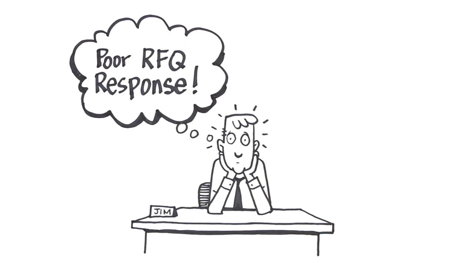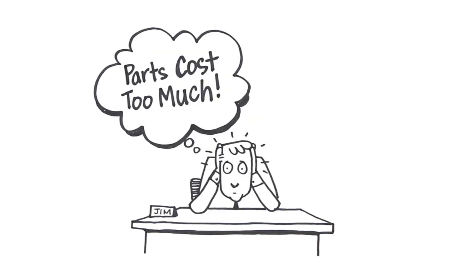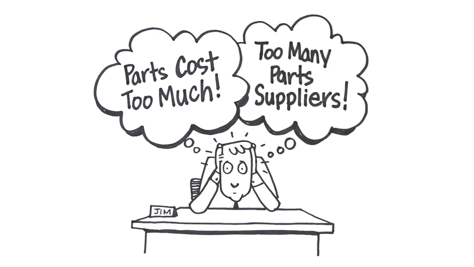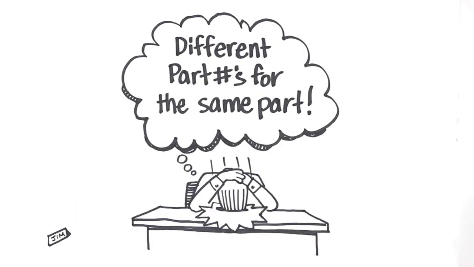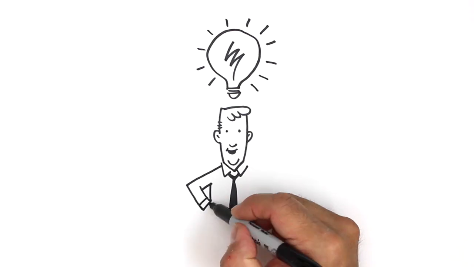He worries that he's paying too much for his parts because his parts suppliers buy raw material in small quantities from multiple sources. The number of his parts suppliers keeps growing and is becoming harder to manage. To compound Jim's problems, he has three sites that buy an identical part, but they purchase that part using different part numbers. Jim has an epiphany.